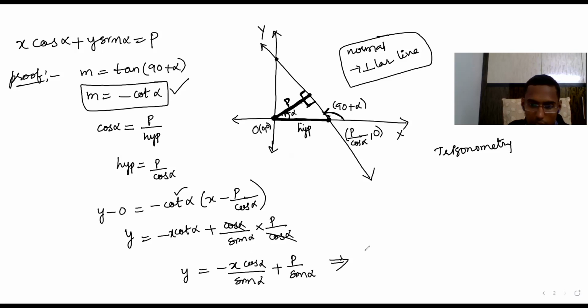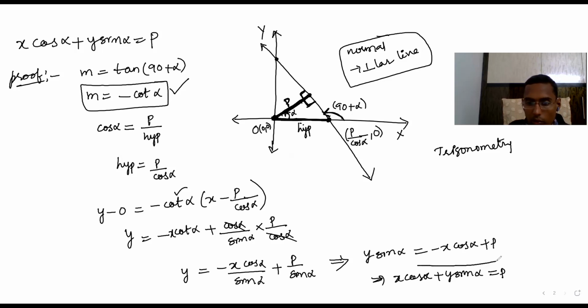You bring this side, and y sin alpha equals minus x cos alpha plus P. Bring this term to the other side. Simple calculation: x cos alpha plus y sin alpha equals P. Very simple proof we have. X cos alpha plus y sin alpha: this is the normal form.